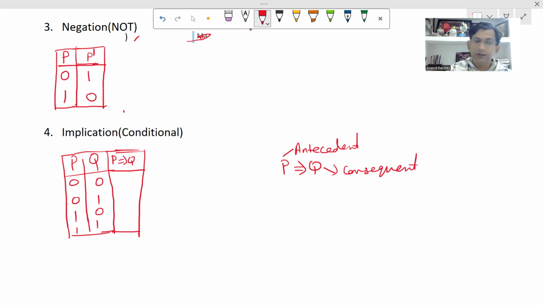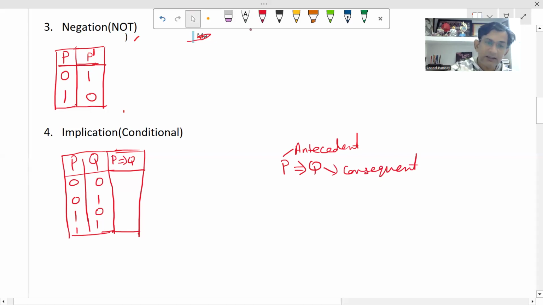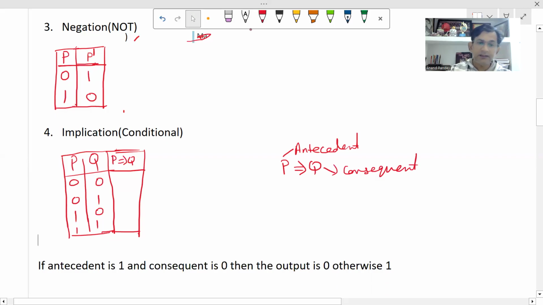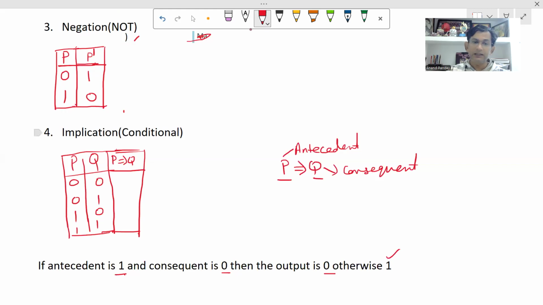Okay, so rule is what? Here I have written, I think. If antecedent is 1 and consequent is 0, then output is 0, otherwise 1. So you can see only here the output is 0. You can see only this situation, antecedent is P and consequent is Q. The antecedent is 1 and consequent is 0. Only here we have that situation. So only for this, the output will be 0. For rest, it will be 1.